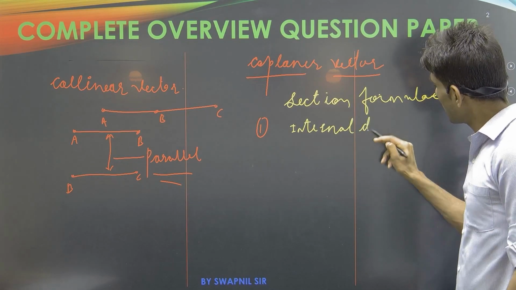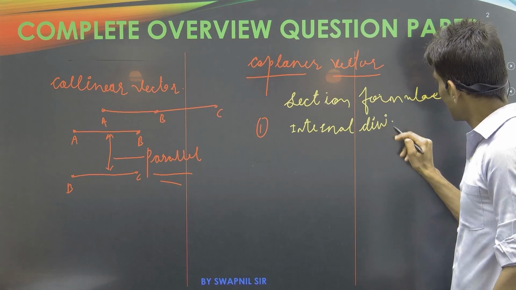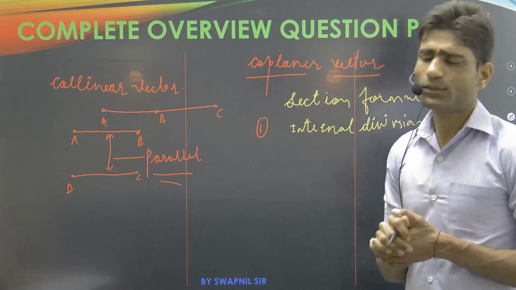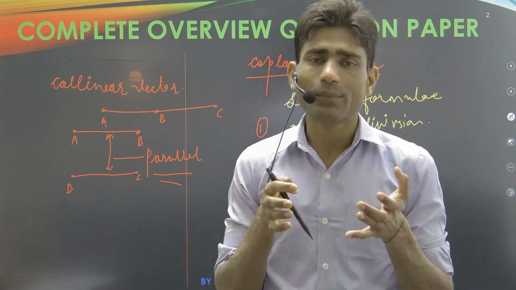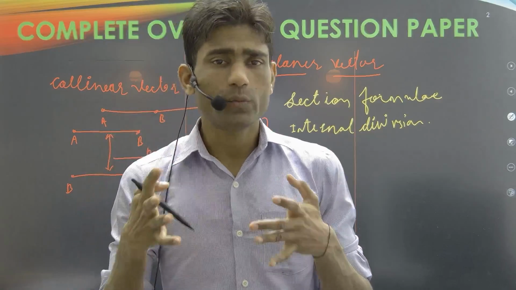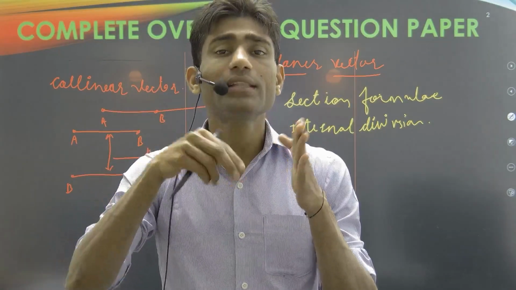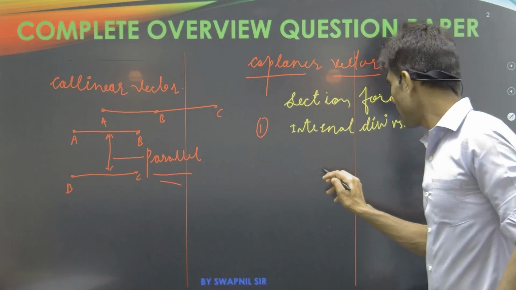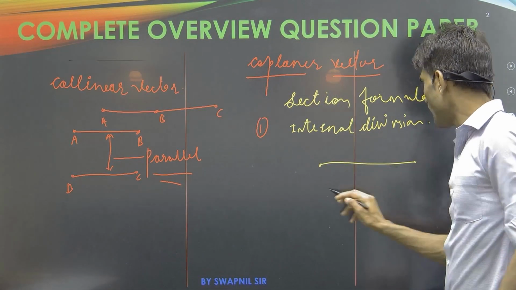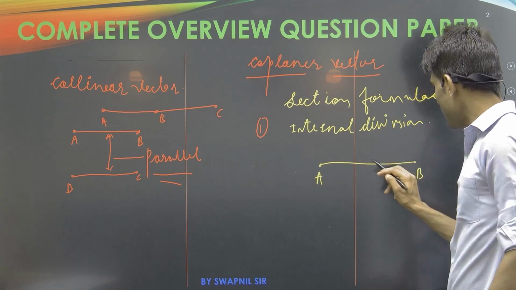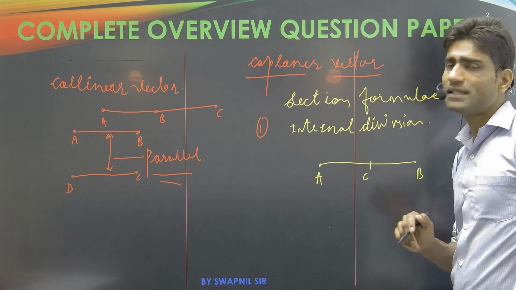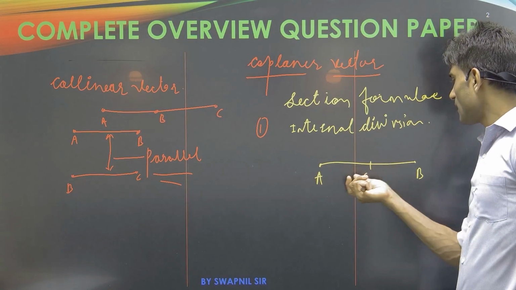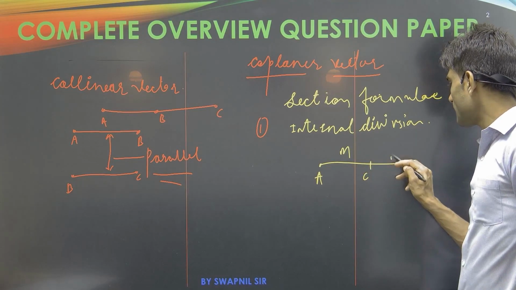Section formula for internal division means that a third point divides our line segment internally. Now, consider that I have line segment AB, and a third point C which divides our line segment AB in the ratio m is to n.